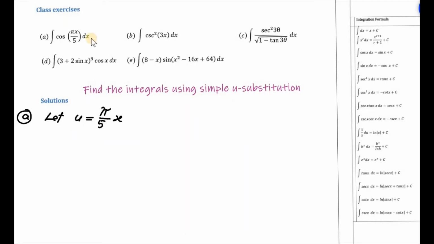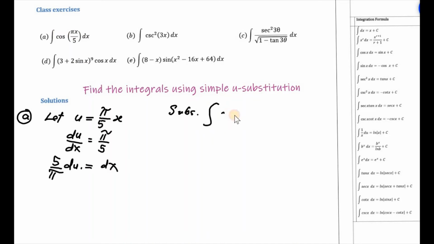So in order to replace dx later on, we need to differentiate. So this is where you have to be able to differentiate well. And what is dx? As we replace dx, rearranging it, dx is actually 5 over pi du. So let's substitute. Change everything in terms of the u. So we have cosine u, and dx just now is 5 over pi du.